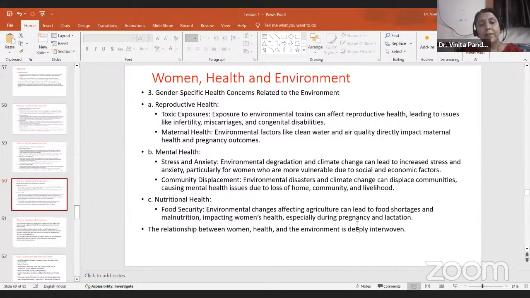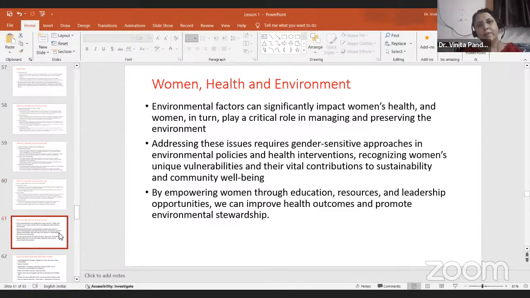Nutritional health: because of the environmental changes, food security challenges are there. It can lead to malnutrition, and especially women who are pregnant and lactating are also worst hit at this time. So a part of this slide I had discussed yesterday, but I was not feeling fully satisfied with my discussion because the time was running away. So those who attended yesterday's class, please do not think that this is a repetition, please take it as a revision. And those who are coming to the class for the first day today, of course, you are welcome.